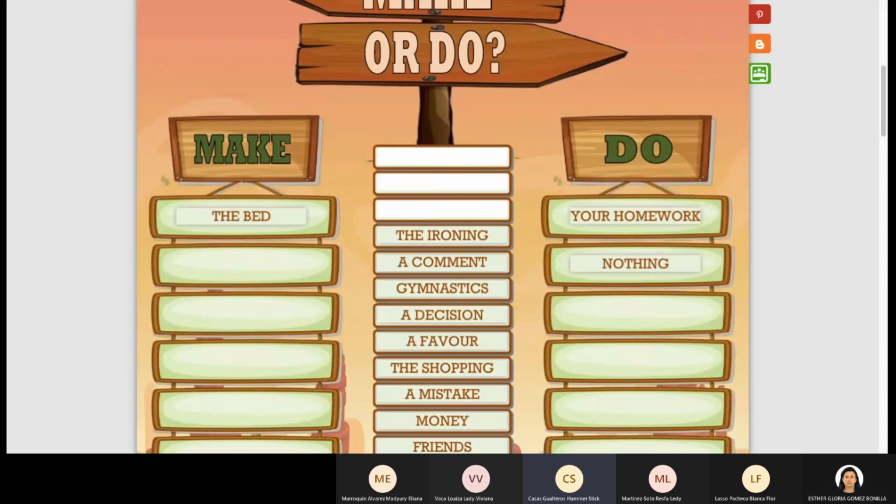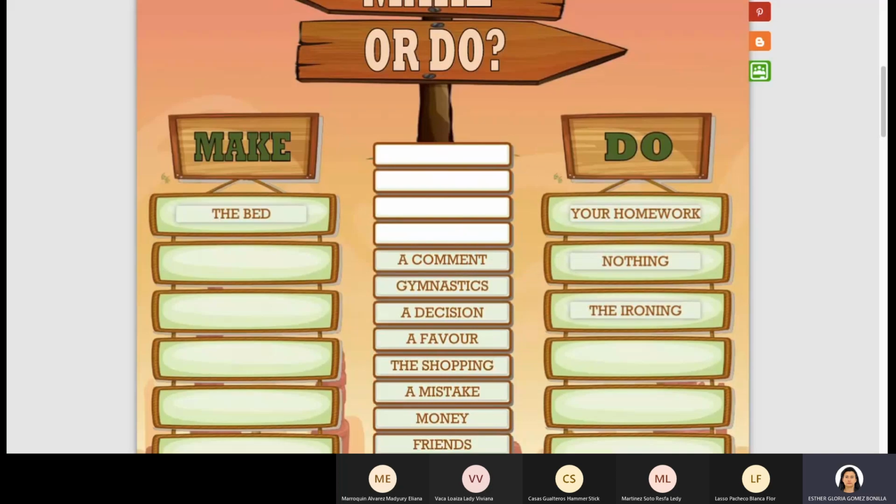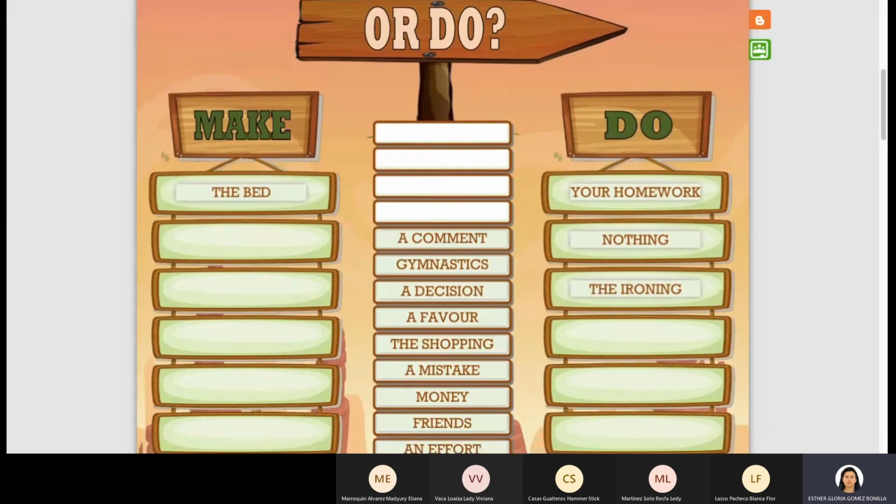Teacher, what is ironing? Ironing is a housework. Es un trabajo que se hace de la casa. Remember that I say, entonces sería do or make the ironing. What do you think, Blanca or Lady Viviana Vaca? Do, teacher. Do the ironing or make? Do. Muy bien. Aquí a todos los oficios que hacemos de la casa utilizamos el do. ¿Ok, Hammer? Do the ironing.